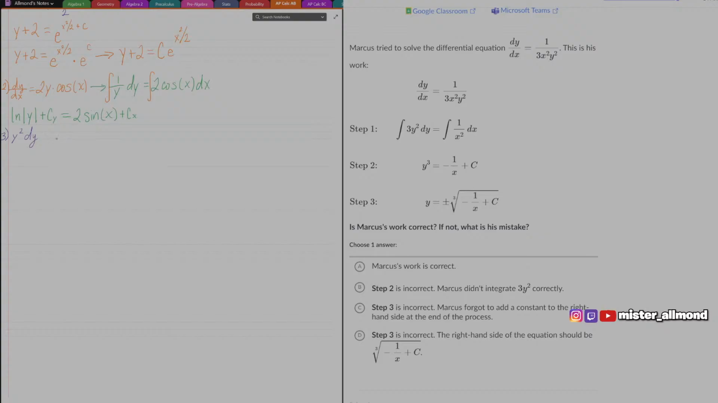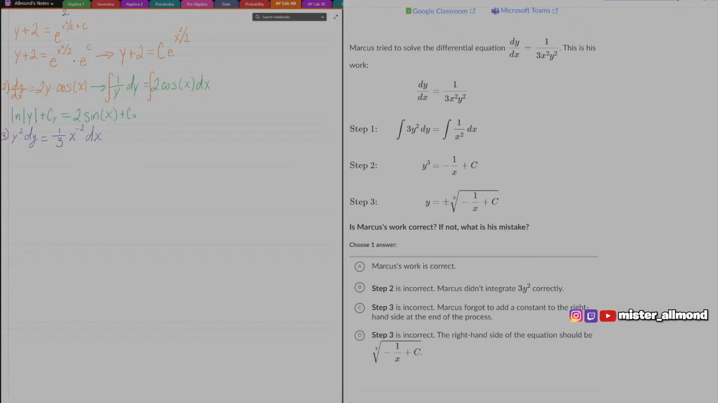And then on the right side, if I were to multiply both sides by dx, I would have a 1/3 x to the -2, because that x squared is on the bottom, and then times dx. And so I can see that they multiplied both sides by 3, which is not incorrect. That is literally correct. So step 1, in my opinion, looks good. Variables have been separated properly.